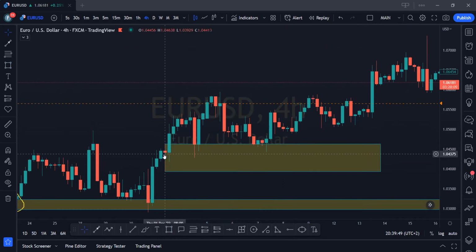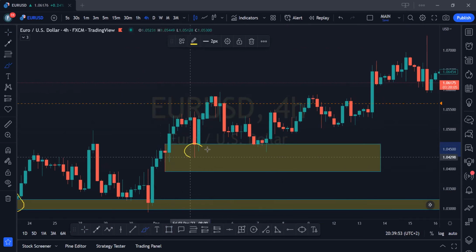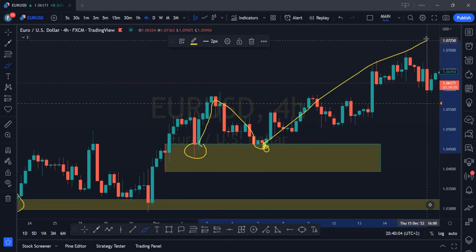So this is the first touch. Second touch, you saw the reaction here, push price up. And the next time that price was going to come down into that support zone, you can see how it pushed price all the way up.